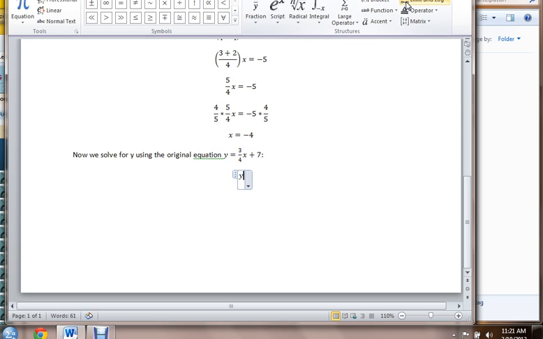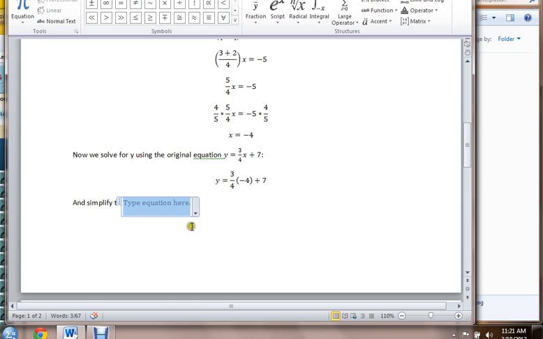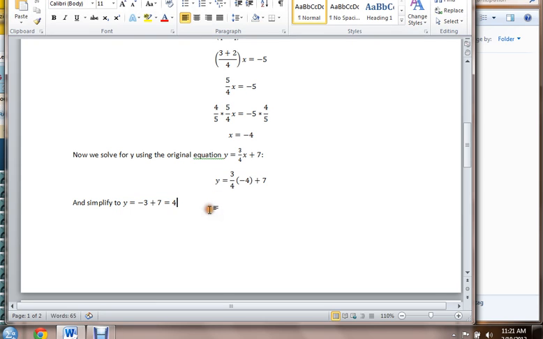Insert, so y equals 3/4, showing the reader that I'm actually plugging in for the x in the right spot, times the -4 value which we have for x, and now we add the 7. And simplify to the value: y equals -3 plus 7, because the 4's cancel, which is equal to 4. So our solution to this system of equations is x equals -4 and y equals 4.